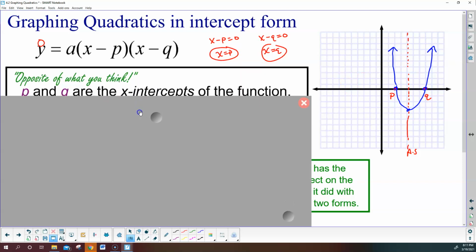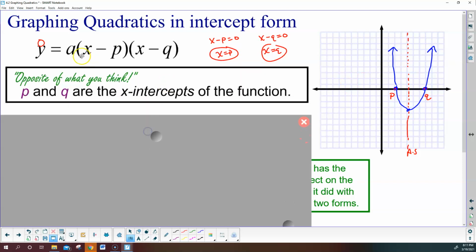So let's look at what we know. If it's written in intercept form, you can quickly identify where the intercepts or where the zeros are. Where's the p and the q? Well, they're in the equation, but they're opposite of what they look like. So if this reads x minus p, remember we have to add p over. So when we say p and q are the x-intercepts, they're opposite of the way they read.